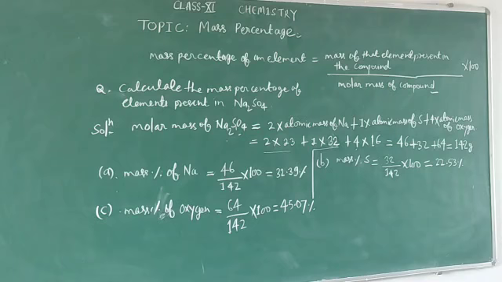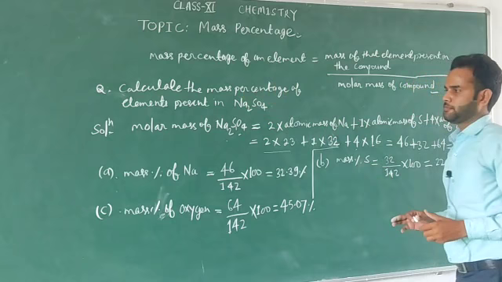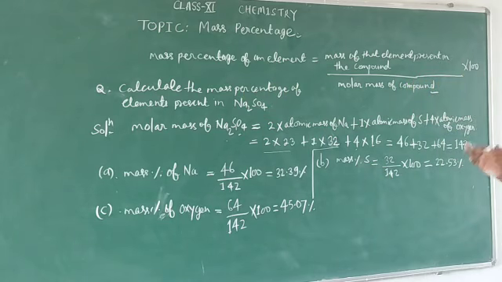So this is how we can calculate the mass percentage of an element which is present in the compound. I hope it's clear now.